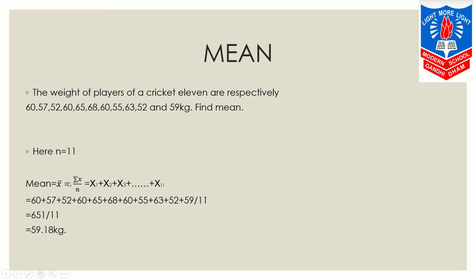The mean formula you all know: sigma x upon n. We will add up all of them. After writing the formula, we will add all of these: 60 plus 57 plus 52 and so on. We will add, and divide by 11. 651 divided by 11, you will get 59.18 kg.